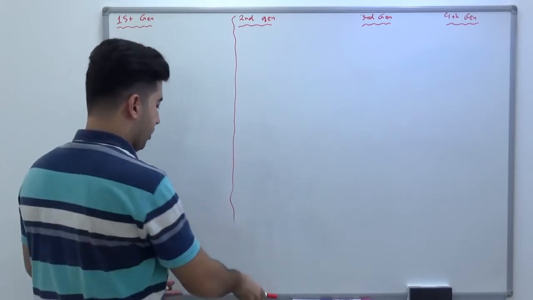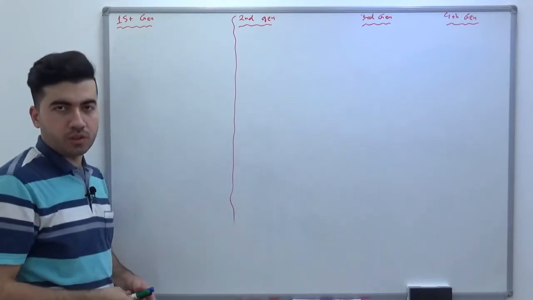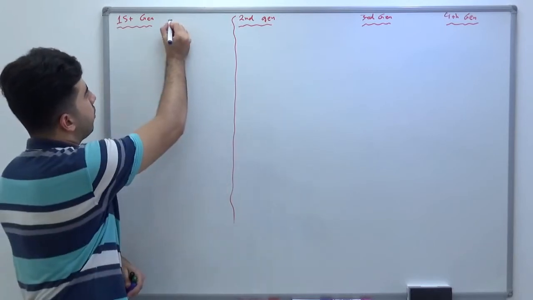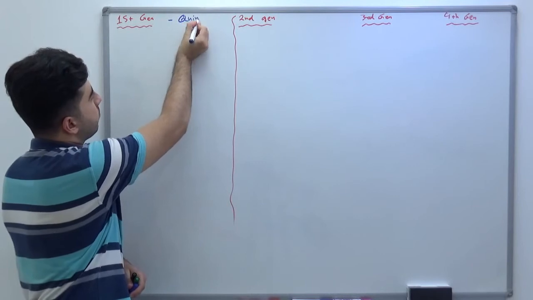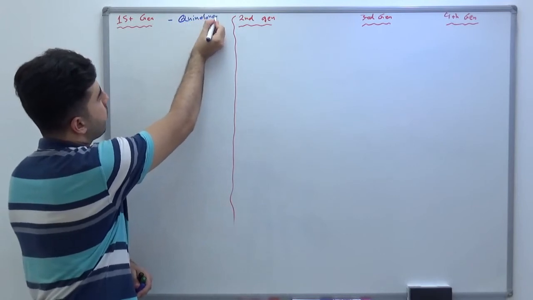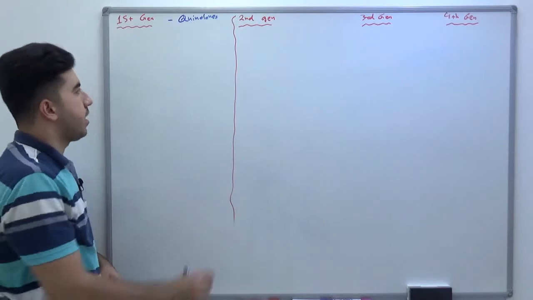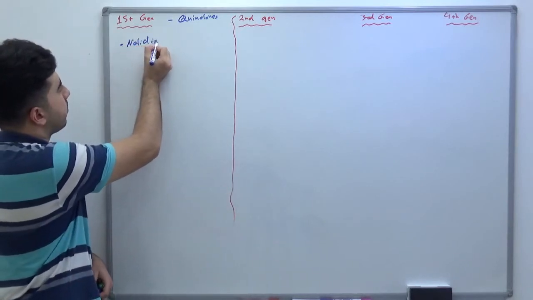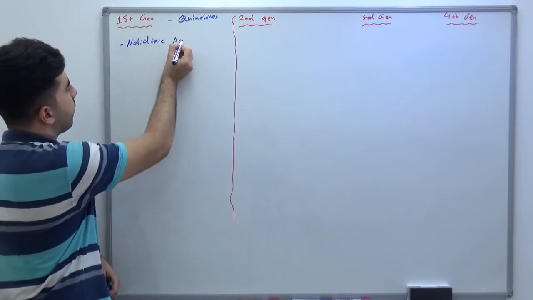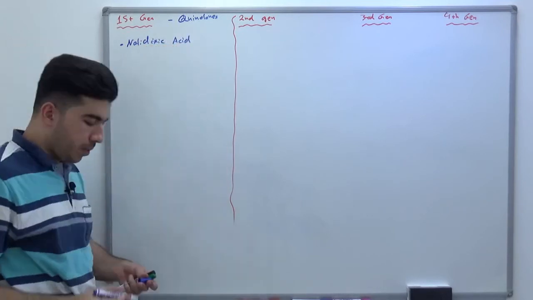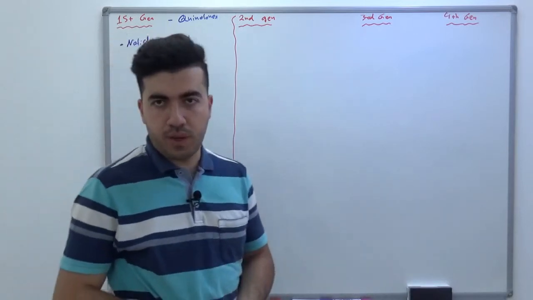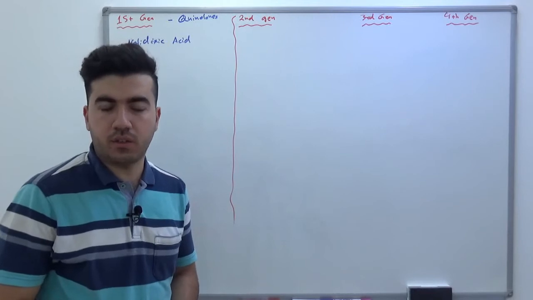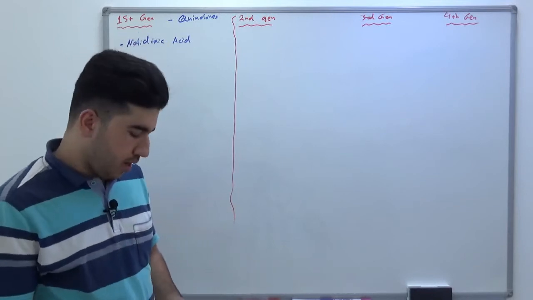The first generation are basically not fluoroquinolones, they are quinolones. Okay, they should be called what? Quinolones. The example of the first generation is nalidixic acid. Nalidixic acid is primarily used for urinary tract infection due to its activity against some gram-negative bacteria that cause the UTI, such as E. coli.